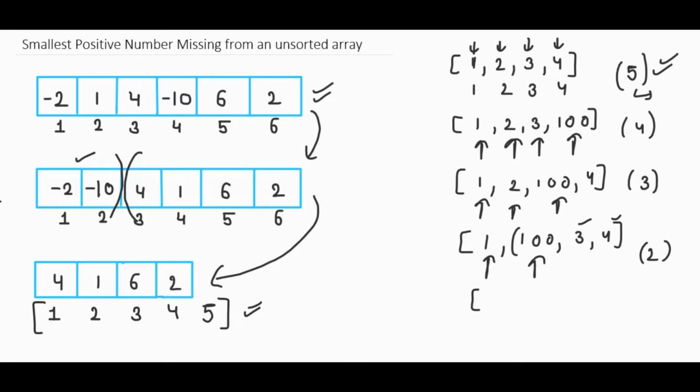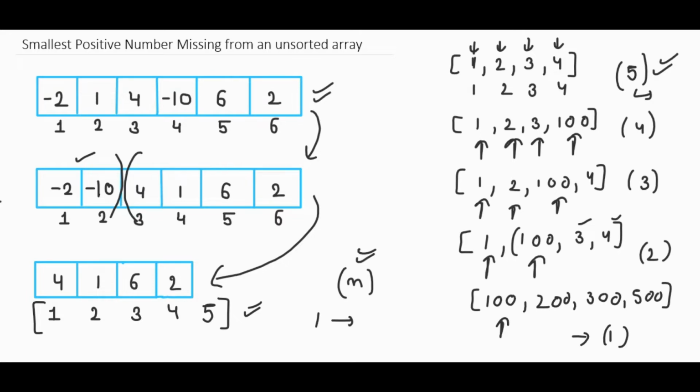And same with 1, if 1 is not present, it has 100, 200, 300, 500. So in this case, we don't have 1 in this array. So the answer will be 1 only. I am considering it in sorted order, but it can be in any order. We have to just see if that element is present or not. Okay. So the answer for this array will only vary from 1 to 5. And so is for any other array which has size n. For the array of size n, the answer will vary from 1 to n plus 1.